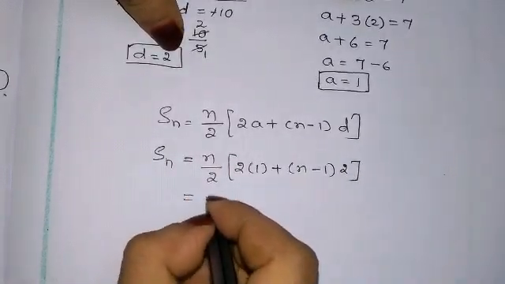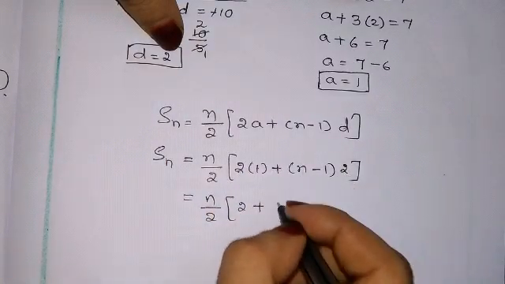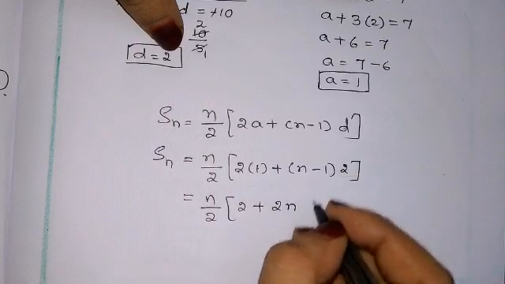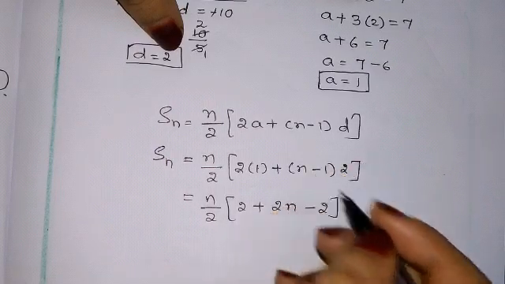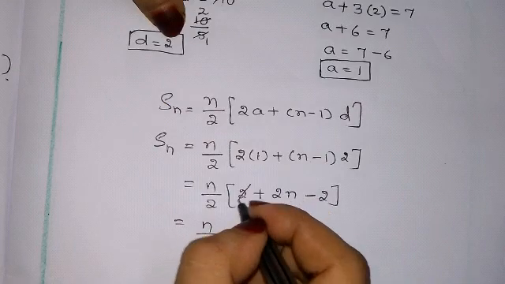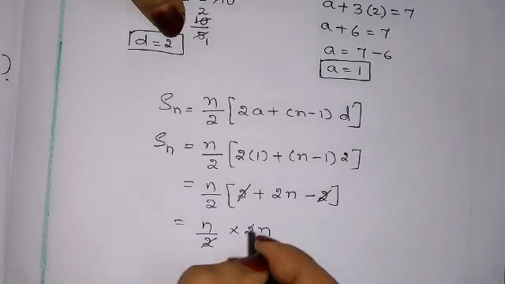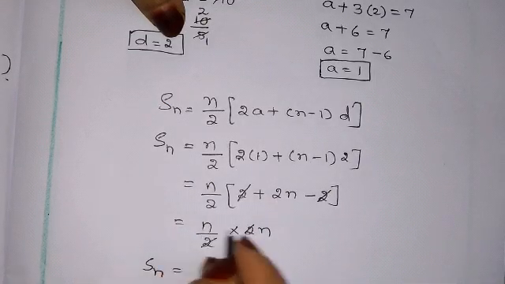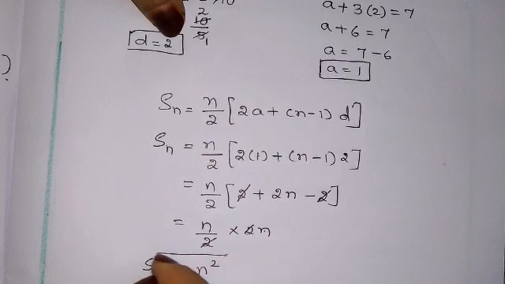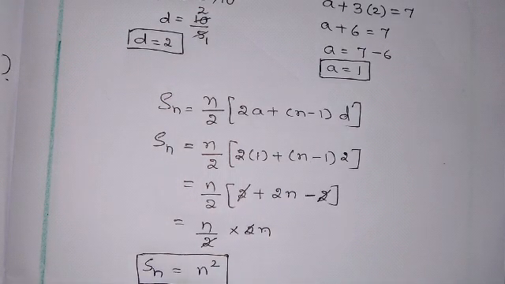Okay. n by 2 as it is, [2 ones are 2 plus 2 into n, 2n, minus 2 ones are 2]. I have multiplied this 2 with this bracket. So now n by 2 as it is, 2 gets cancelled. What remains? 2n remains. 2 again gets cancelled. So Sn value is n into n, n square. This is the value we got for the sum of n terms of the AP. So we got the answer for the 9th question.